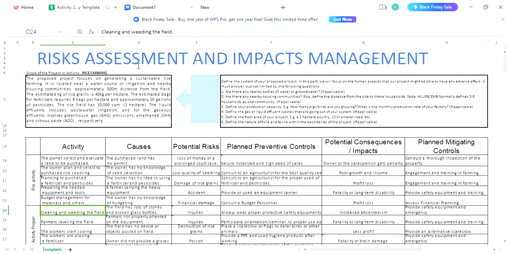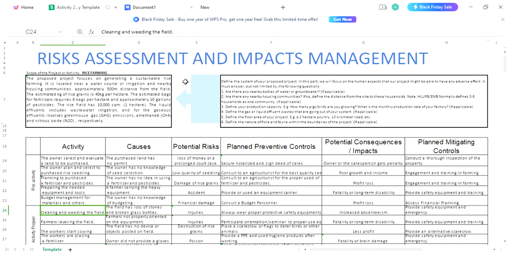The scope of the project entitled Rice Farming. The proposed project focuses on generating sustainable rice farming. It is located near a water source or irrigation and nearby housing communities, approximately 500 meters from the field. The estimated amount of rice grains to be used is 40 kg per hectare. The estimated fertilizers required are 6 bags per hectare and approximately 10 gallons of pesticides. The rice field has 10,000 square meters, equivalent to 1 hectare.